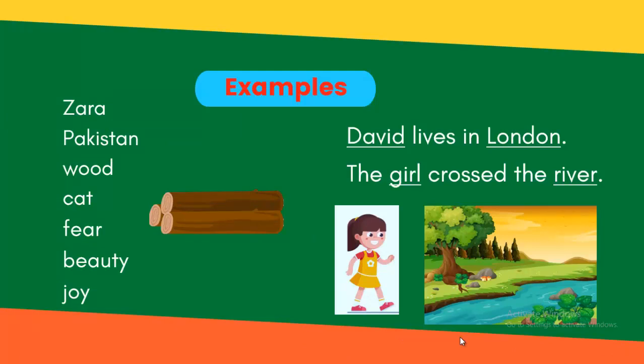Let's spot the nouns in these sentences. David lives in London. Here, David and London are proper nouns. The girl crossed the river. Girl and river are nouns too. If we look at this picture, we can see more nouns. We can see trees, plants, boulders, water, mountains, and grass. So the image is full of so many nouns.